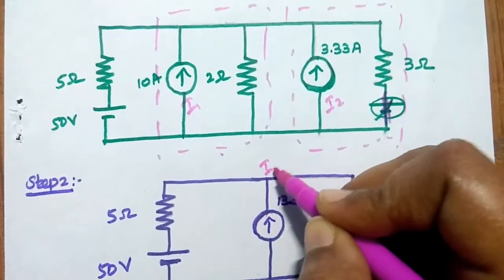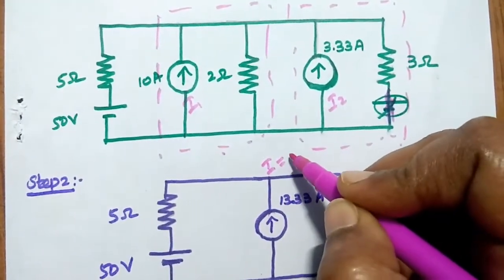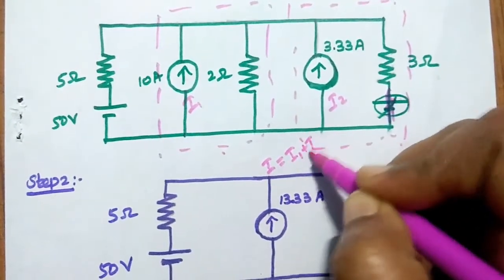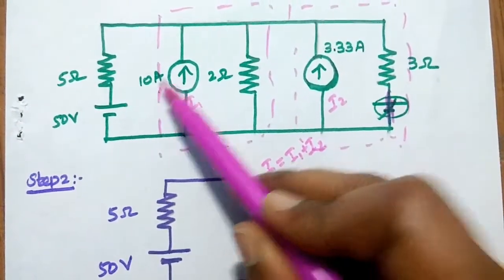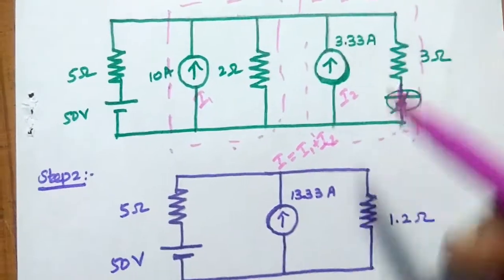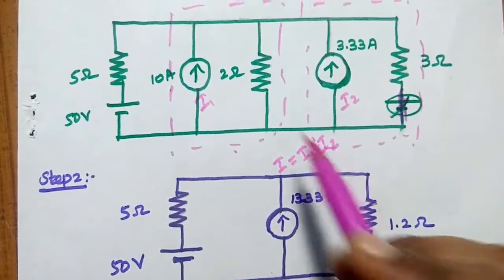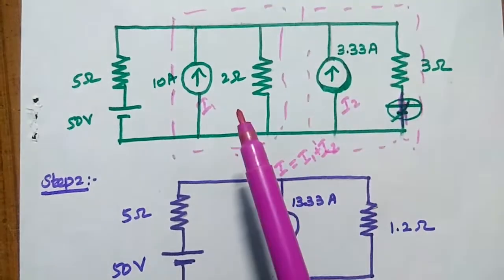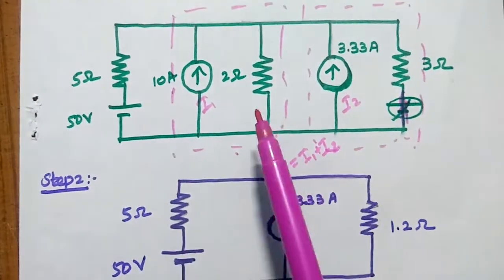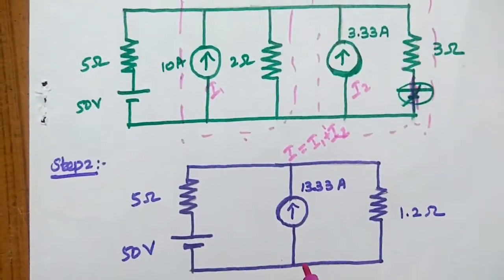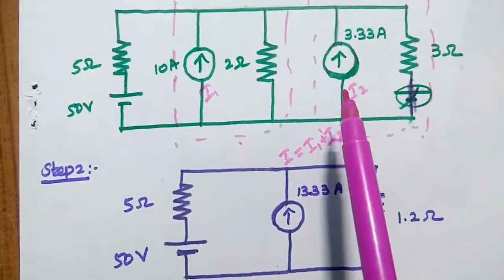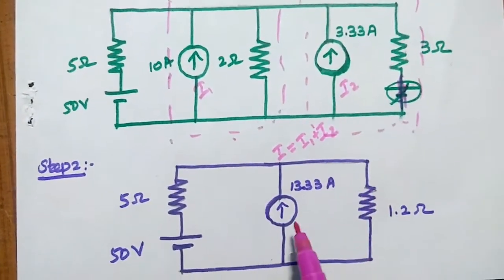I am going to get the overall current, that is equal to I1 plus I2. So here it is 10. Here it is 3.33. So I can get 13.33 amps. So I am going to simply reduce two current sources to a single current source. For that I am going to add current values.